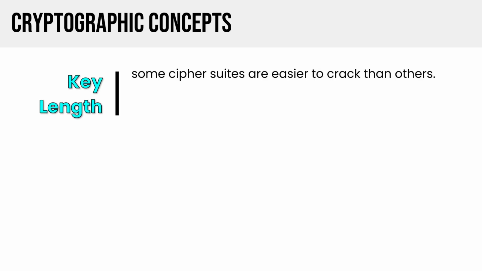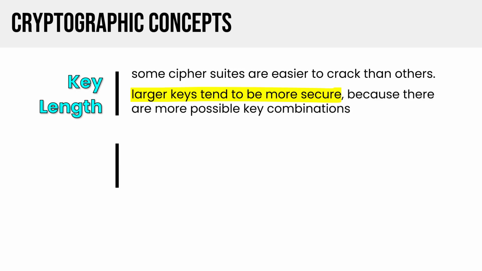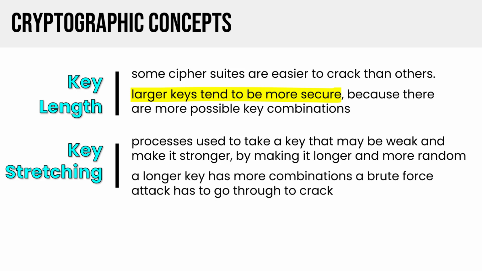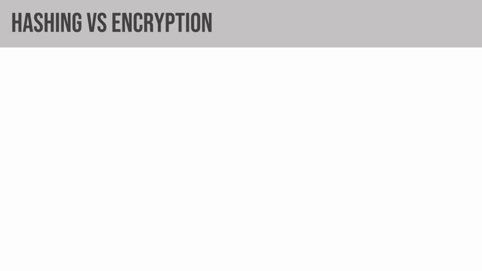So key length. Some cipher suites are easier to crack than others. Larger keys tend to be more secure because there are more possible key combinations. Now, key stretching. This is a process used to take a key that may be weak and make it stronger by making it longer and more random. A longer key has more combinations a brute force attack has to go through to crack. Since 2015, NIST recommends a minimum of 2048-bit key for RSA. This will change over time as computing power advances. Quantum computing will definitely impact this recommendation.